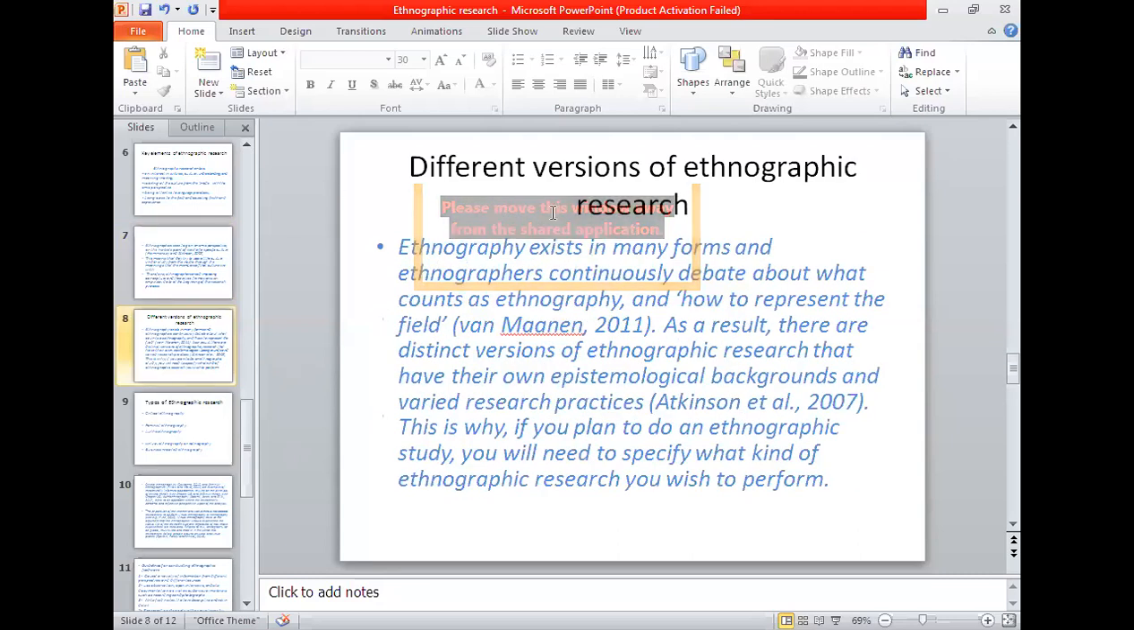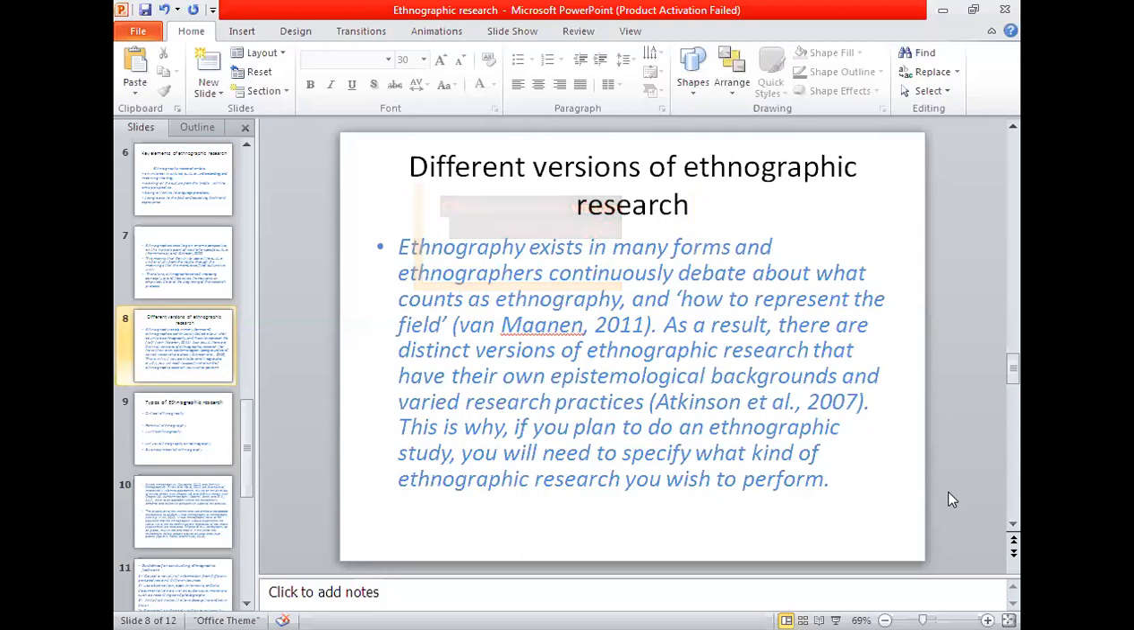Ethnography exists in many forms. There are different types of ethnographies. When we say ethnography, it doesn't mean that there is only one type of ethnographic research. No, there are different types of ethnographic research. And what are these different types of ethnographic research?